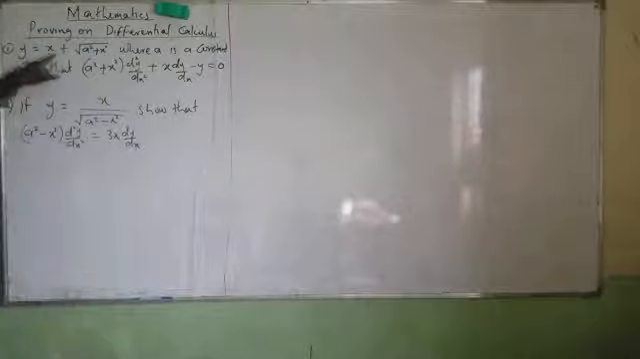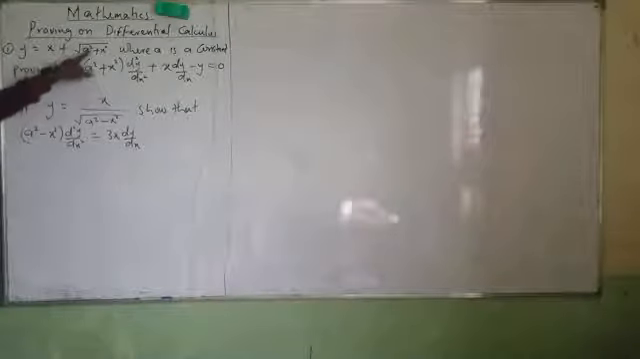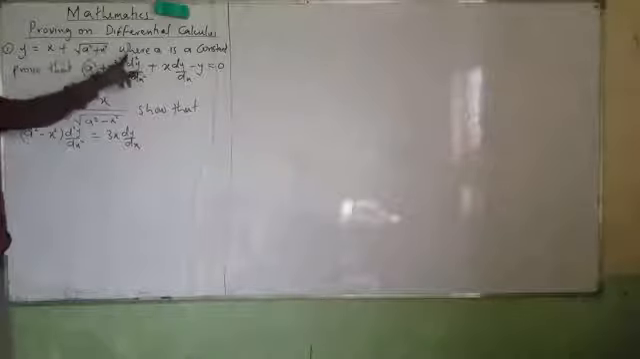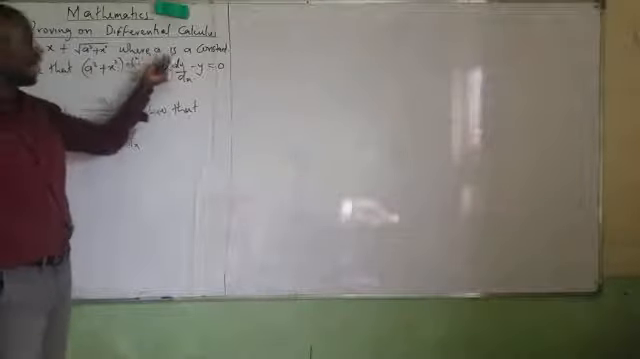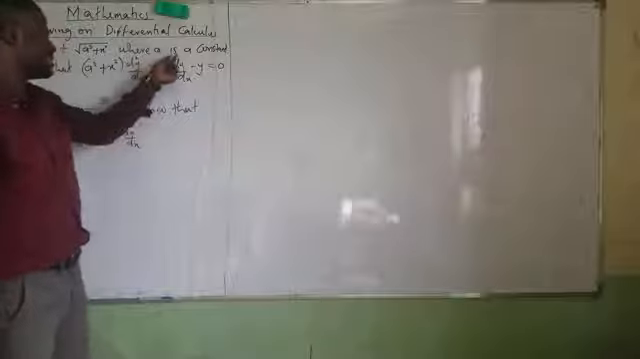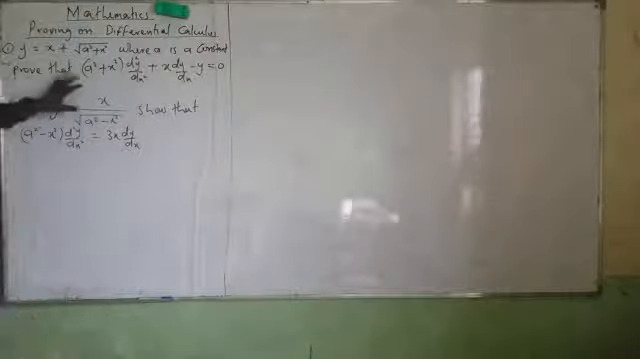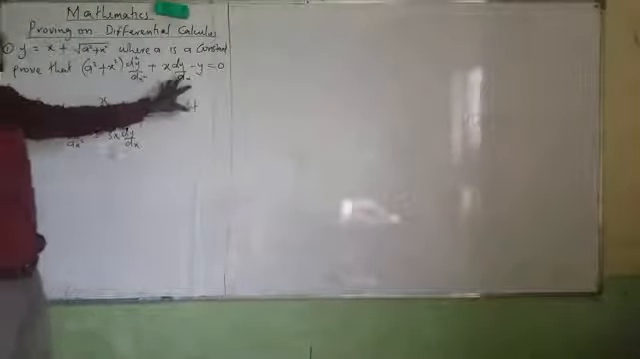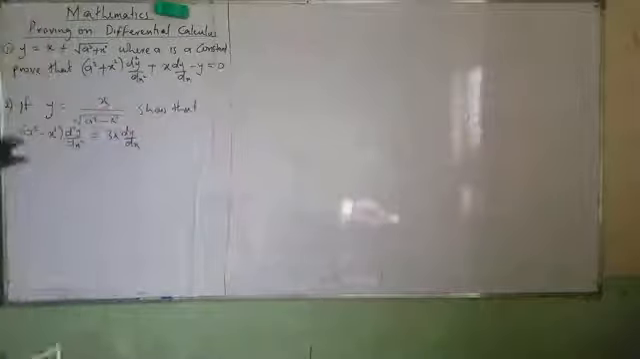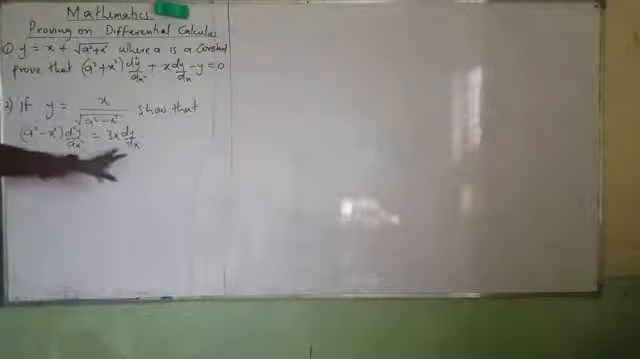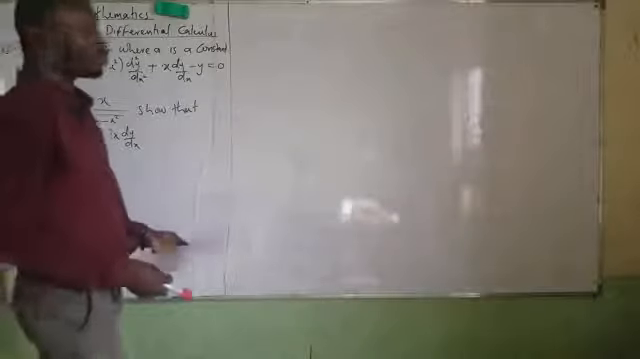The first one says that y equals x plus the root of a squared plus x squared, where a is a constant. Prove that this plus this minus y equals this, and if this equals this, show that this equals this. Now that's what I'm going to work on.